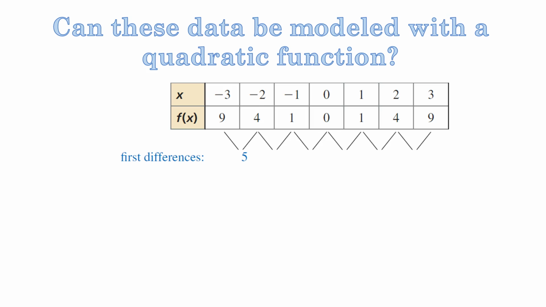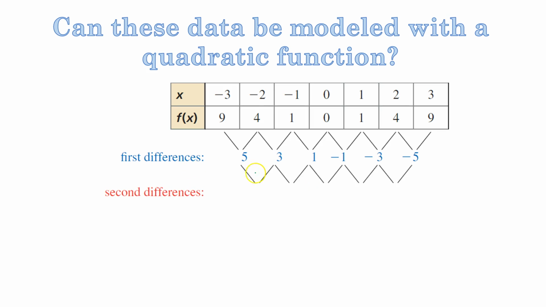9 minus 4 is 5. 4 minus 1 is 3. 1 minus 0 is 1. 0 minus 1 is negative 1. 1 minus 4 is negative 3. And 4 minus 9 is negative 5.